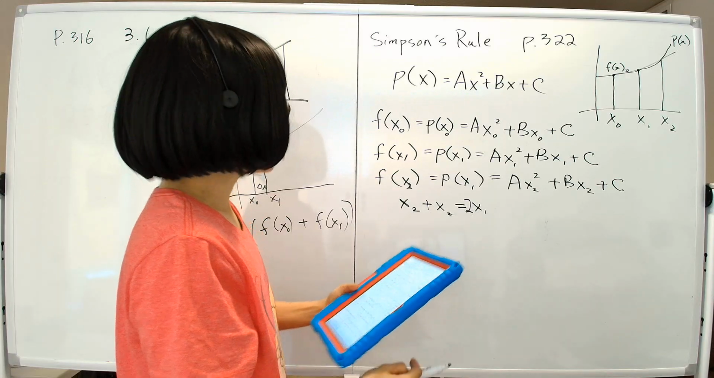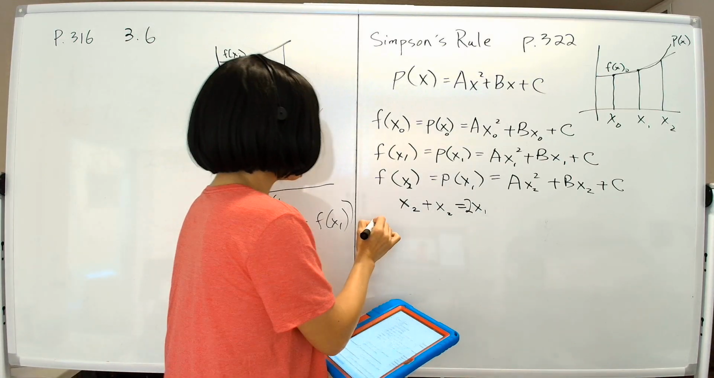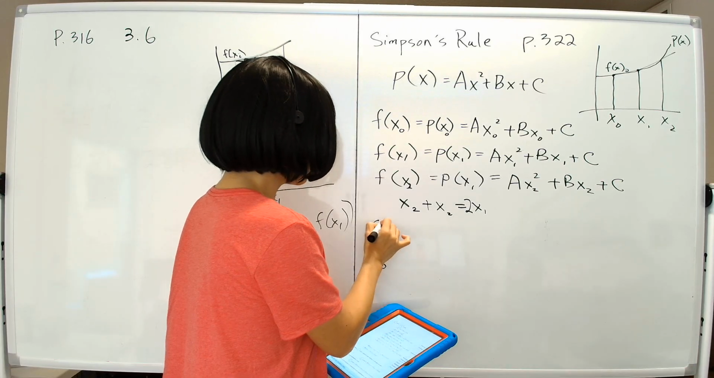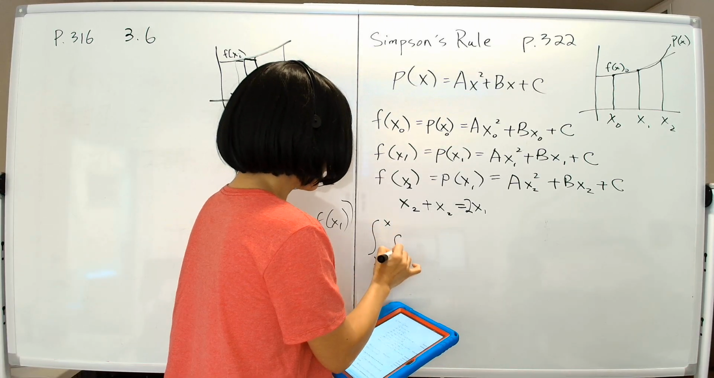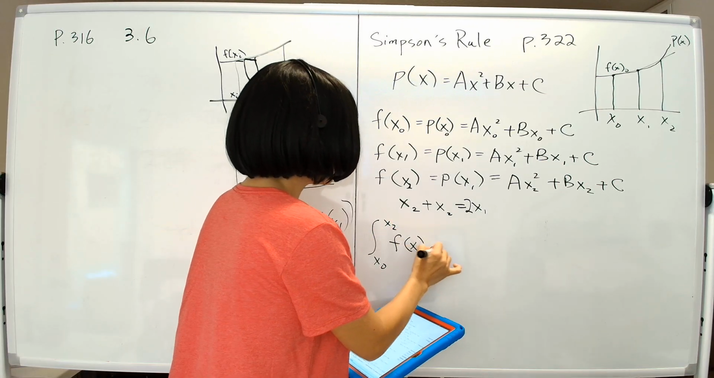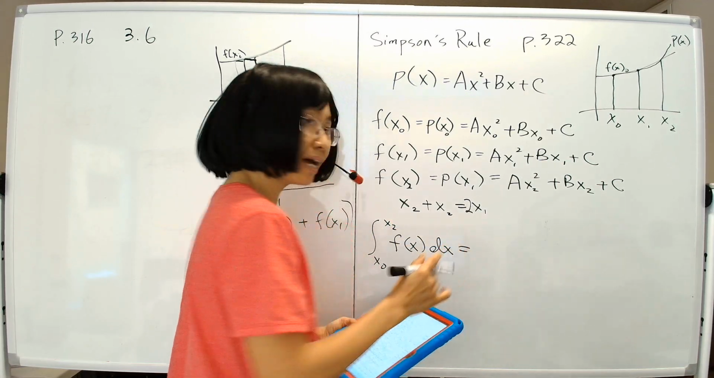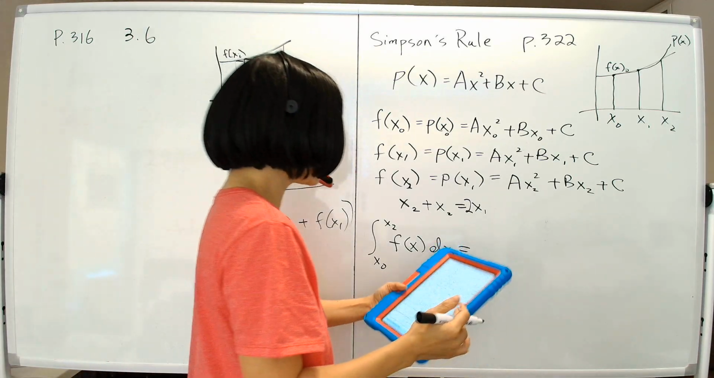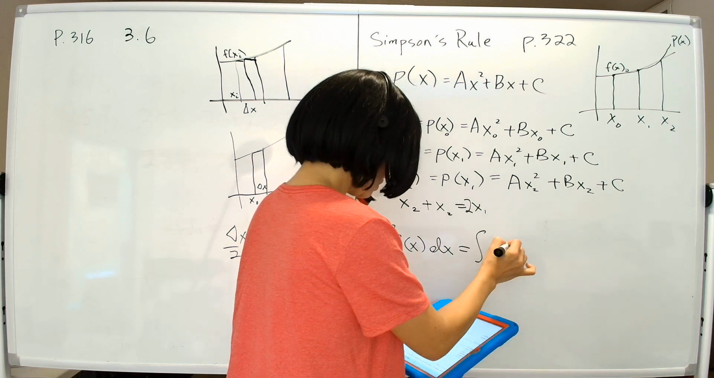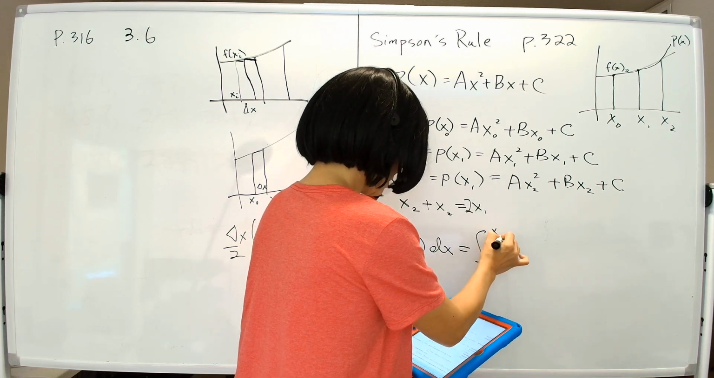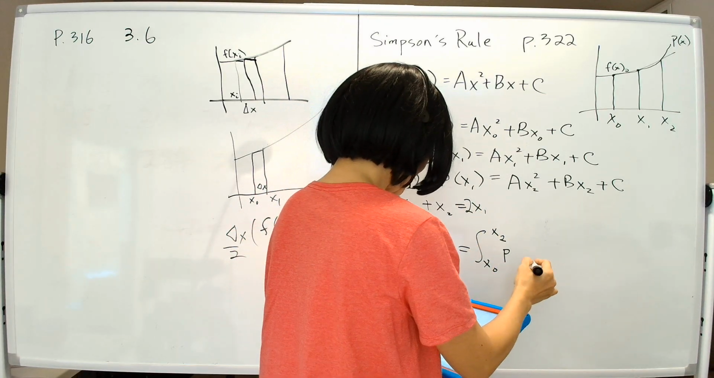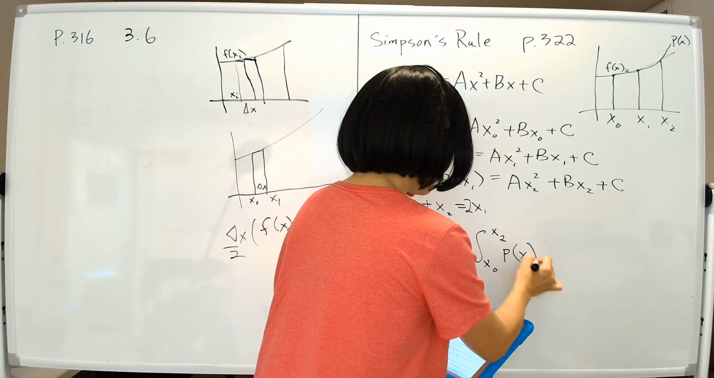So originally what we were doing is trying to integrate from x0 to x2, right? That's our original integral, which we are now approximating with a quadratic function, which is called P of x. Here's our P of x, and the problem is we haven't solved the simultaneous equations yet, and we sure don't want to, because there's a lot of work.